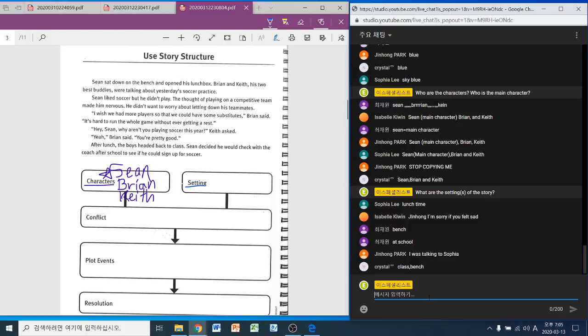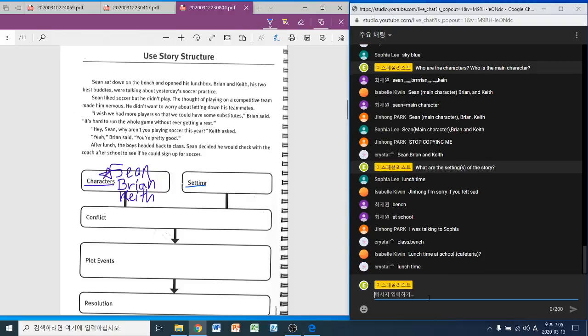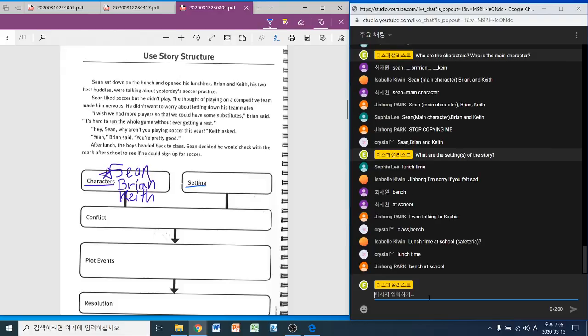Crystal says class bench. All right, we have class there and we have bench. So we know that's at school. Isabella says lunchtime at school. Cafeteria? Yes, we think it is maybe the cafeteria because it is lunchtime at school. So we know the time, it is lunchtime, and we know it's at the school. We know they're eating lunch. They're sitting on a bench. Probably the cafeteria, right? Very good.